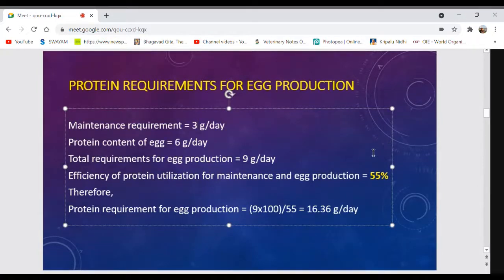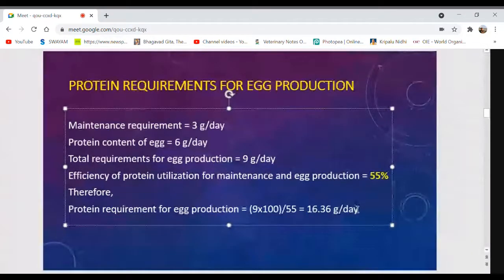That we have to calculate. And then you have to calculate the efficiency of utilization of dietary protein for egg production. Here, on an average, it is 55%. So 9 divided by 55 into 100 will be 16.36 gram per day.